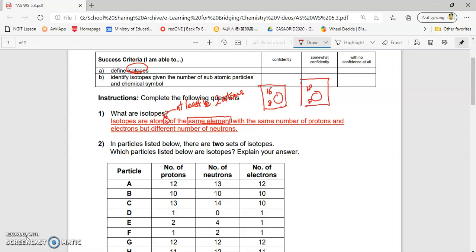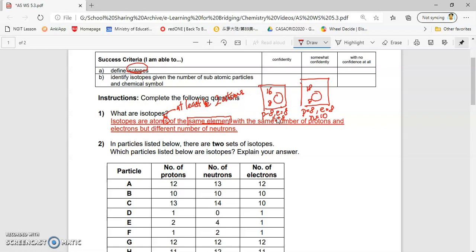Why? If you look at it in terms of the P, E, N: the protons, electrons, and neutrons. For this, P is 8, E is 8, and the number of neutrons, N, is 8 also. For this other atom of oxygen, number of protons is 8, number of electrons is 8 because an atom is electrically neutral, so protons and electrons are the same. In terms of the neutrons, take the bigger number minus the smaller number, neutron is 10.